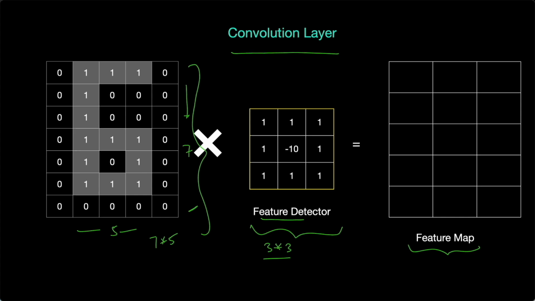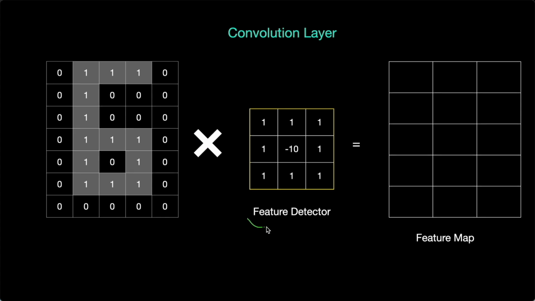So let's understand how we will apply this feature detector or filter on this image. Just think of placing this feature detector on the top left region of the image, like this. Then we multiply each pixel with the filter value. So 0 cross minus 1, 1 cross 1, 1 cross 1, and so on. Then we sum them up.